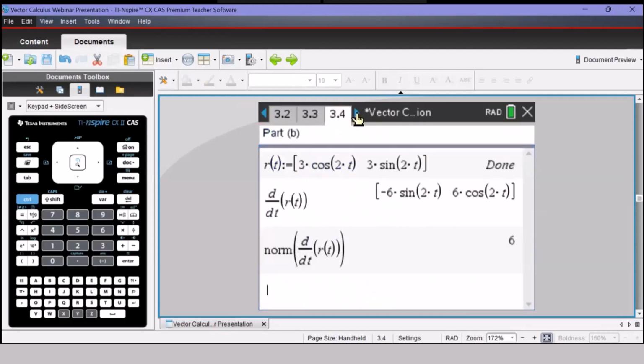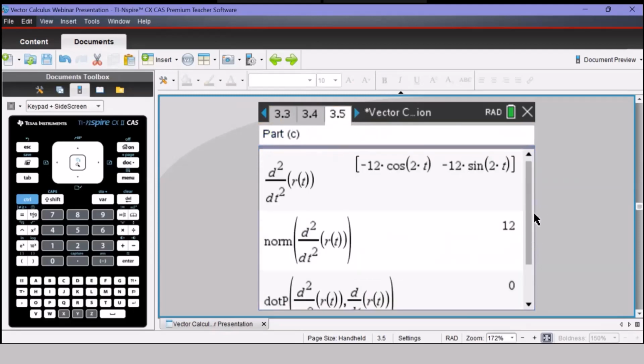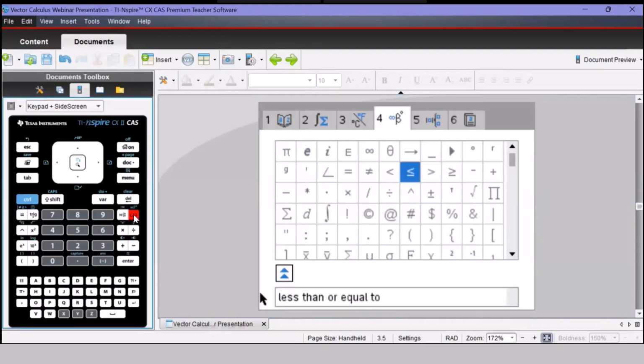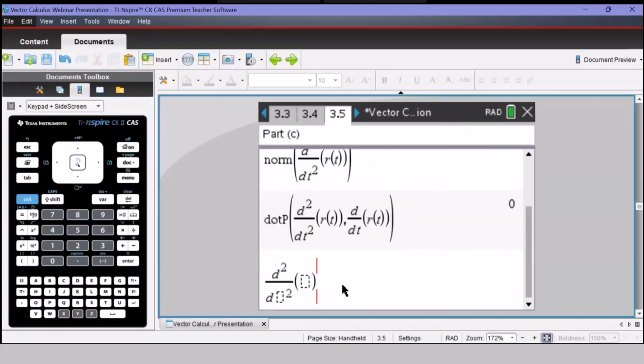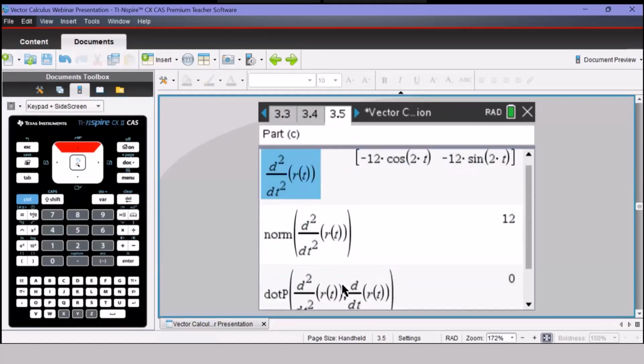Let's see what happens on a CAS. So we go to the next page. And basically, to find the second derivative, if you press the catalogue and then go to number 5 for the symbols and template, that's where you can quickly access the second derivative. So I've just pasted that in there. So the second derivative of r of t, it shouldn't be surprising that it's -12 cos 2t i minus 12 sine 2t j.